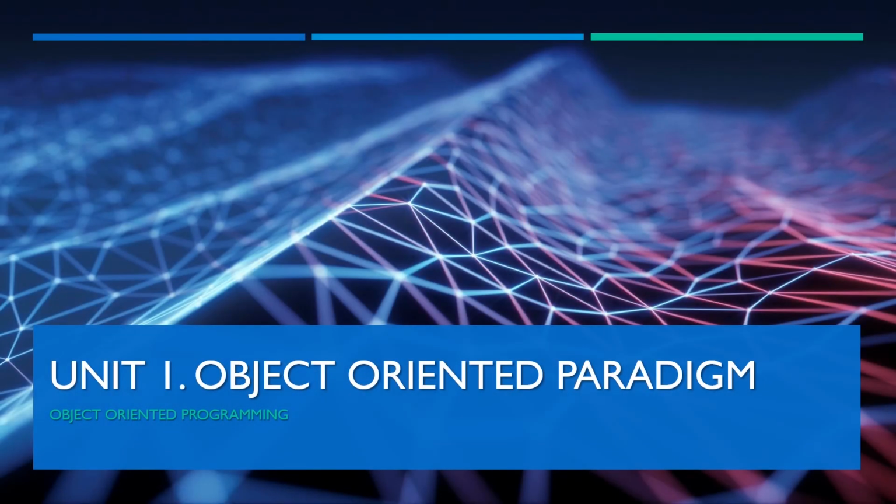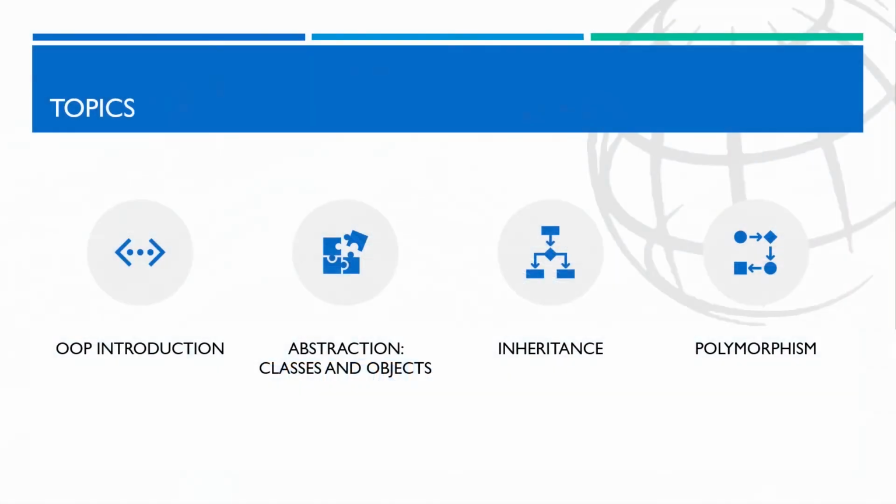Hi guys, we start with unit 1 of object-oriented programming. The topic for this unit is the object-oriented paradigm. We have 4 subtopics. The first one is object-oriented programming introduction. The second one is abstraction, classes and objects. The third one is inheritance. And the fourth one is polymorphism.